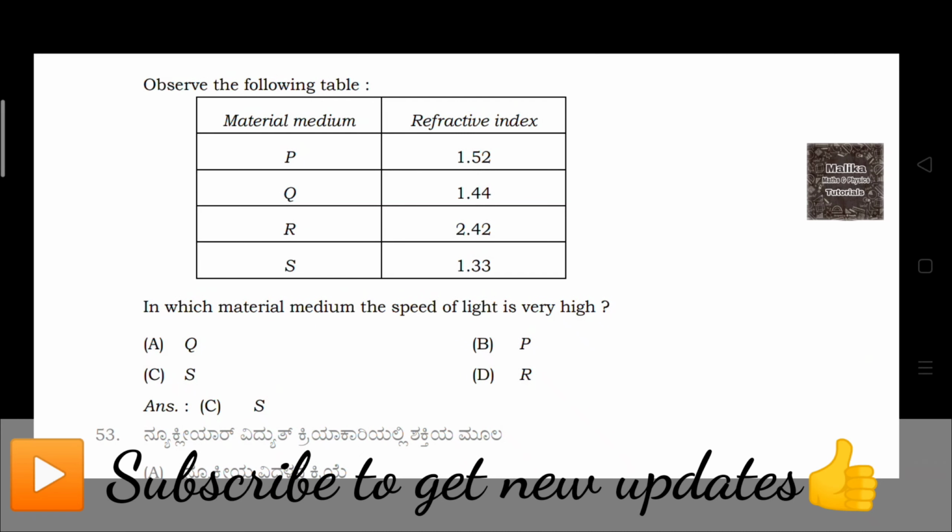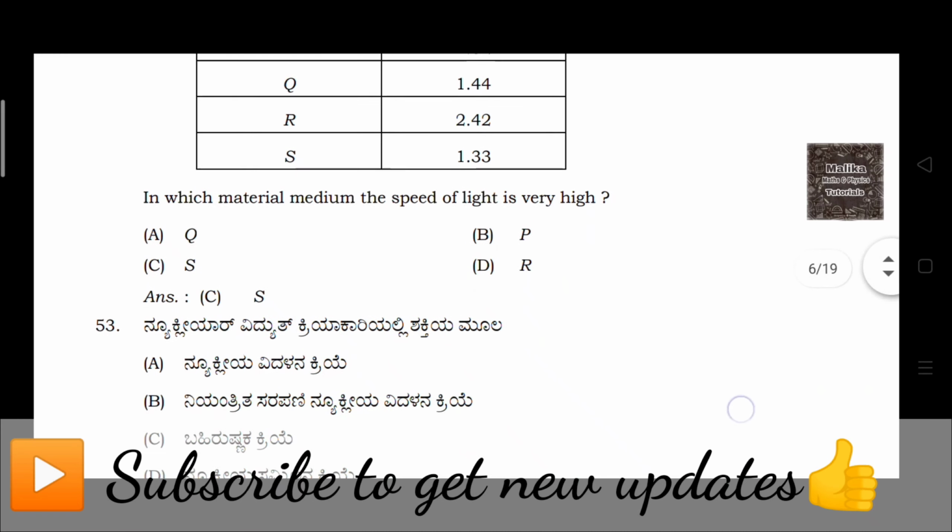We know that refractive index and speed of light are inversely proportional to each other. So here the material medium S has less refractive index, therefore the speed of light is more in material medium S because they are inversely proportional. Refractive index is less in S, therefore the speed of light is more in that material medium. So right option is option C.